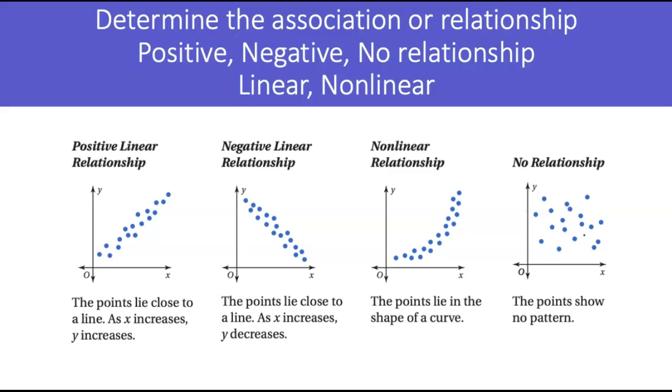And in our last section here, we just have a whole bunch of dots that don't seem to be doing much of anything. It's not going up, it's not going down, it's not curving, it's not making a line. There's no pattern. There's no trend. There's no way of saying, well, I think this could happen in the future. There's no way of making a prediction. And from that, we call that no relationship.